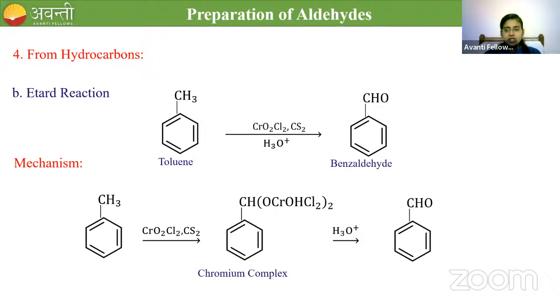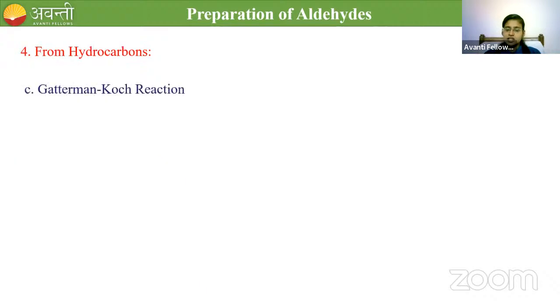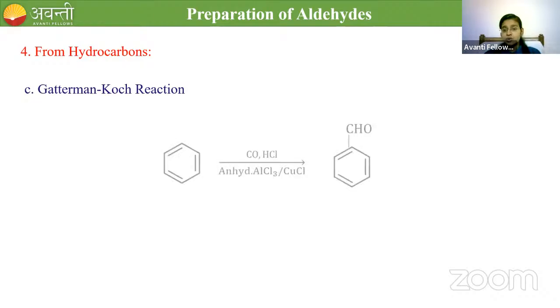Now coming to the third method of preparation. It is again an easy reaction, but very important, called the Gattermann-Koch reaction. Two scientists, one is Gattermann and the other one is Koch. So these two people directly converted benzene to benzaldehyde. They directly got this aromatic benzaldehyde from benzene itself using this reagent.